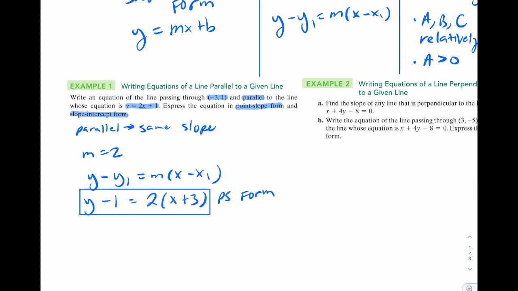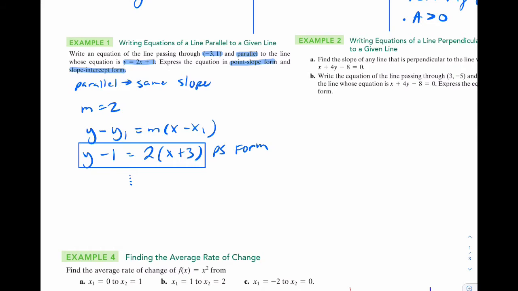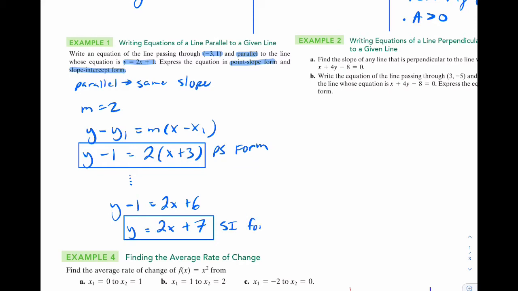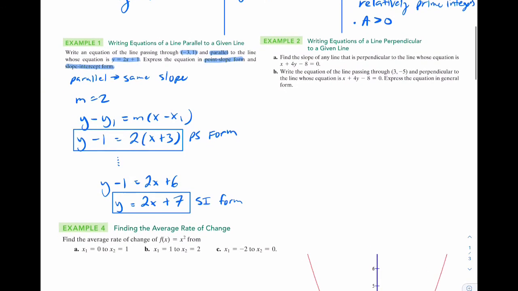We also want slope-intercept form, so that's not too bad. We just simplify this thing. So that would be y minus 1 equals 2x plus 6. So y should equal 2x plus 7. We'll box that. And again, we'll write SI form. It's not too bad. Let's try our next one.